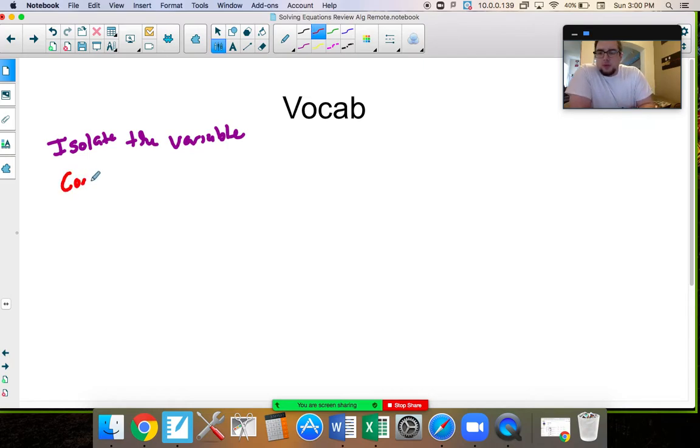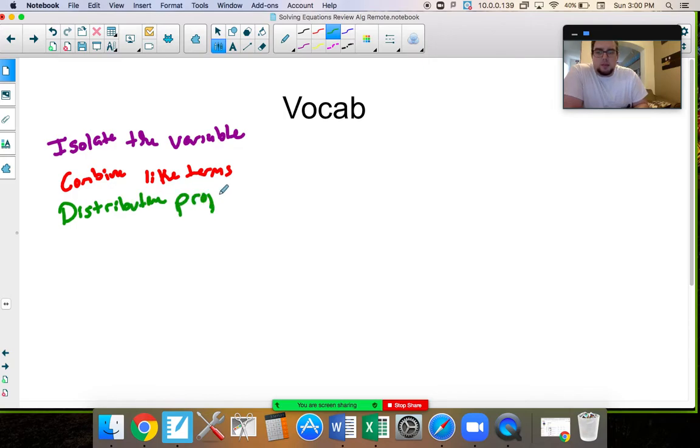We have to keep track of like terms, so we want to combine them as best we can. And remember, like terms have to not only be the same letter, but they also have to be the exact same power. And last but not least, we want to deal with any distributive properties that we may end up getting in a problem.